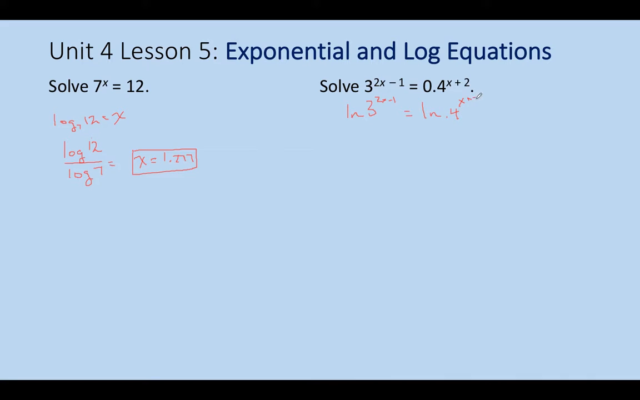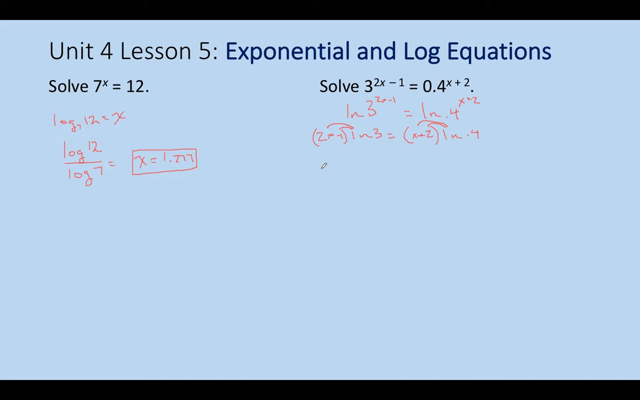the x plus 2. And at this point, anytime you've got logs or natural logs with an exponent, you can just bring that out in front. That was one of the properties that we talked about. So this is 2x minus 1 times natural log of 3 equals x plus 2 times the natural log of 0.4. At this point, we're going to use the distributive property with our natural log since we've got multiple terms in here. So we'll do that with both of these.